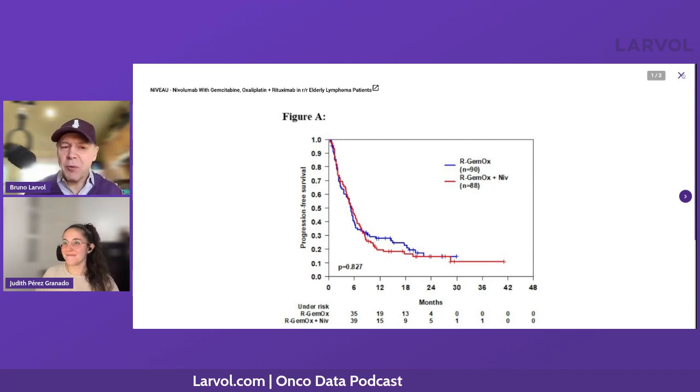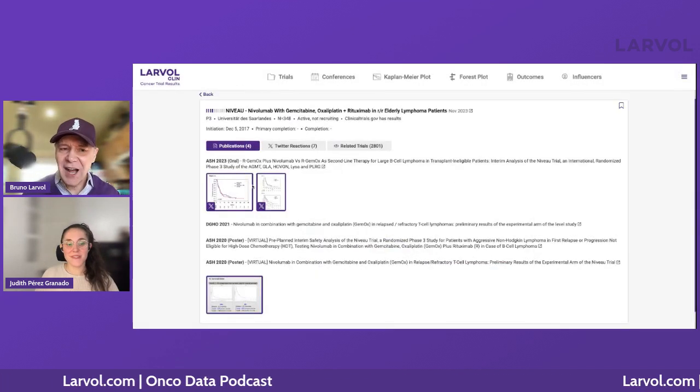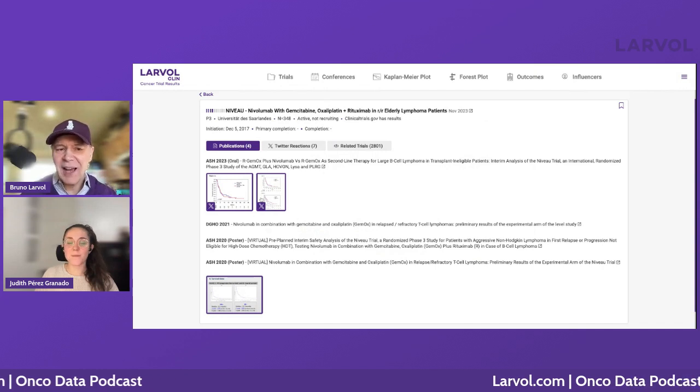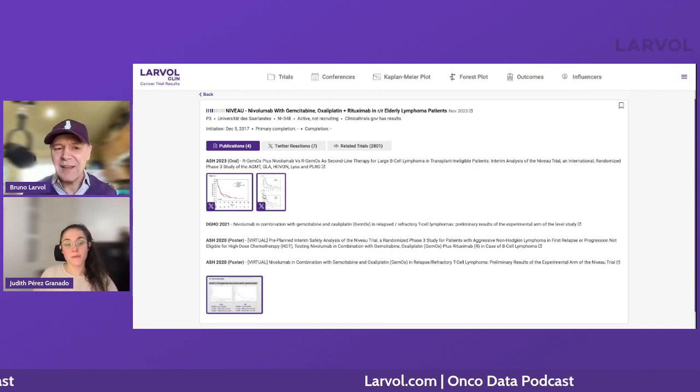But for someone who wants to see what's going on, you can see how we organize all of the data to provide a curated and exhaustive picture, exhaustive-ish, of what's happening.